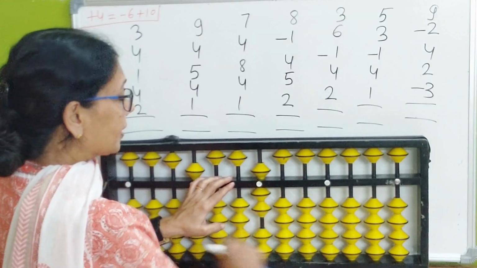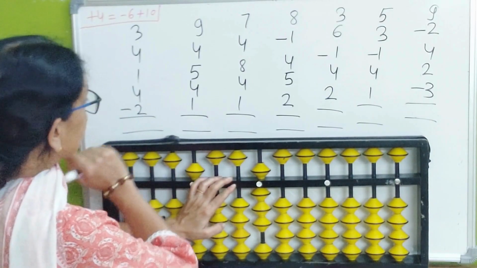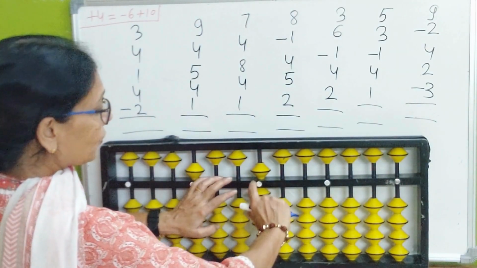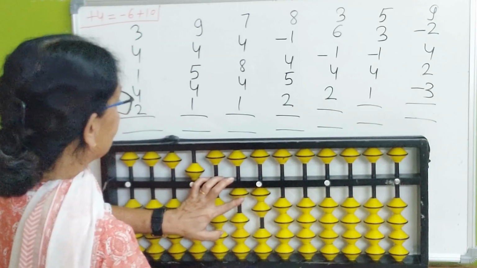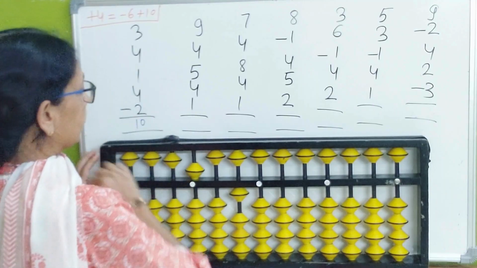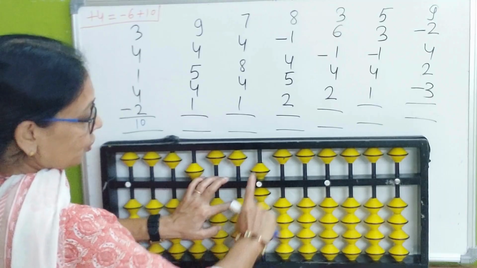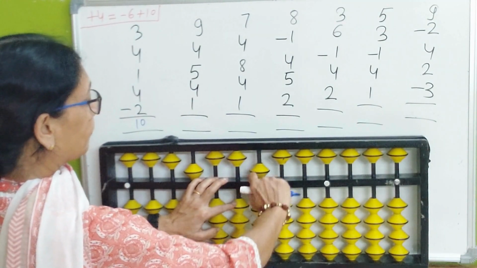So add 4 we did. Now 1. Again 1. This is the 4. Add 4 you have to do. Less 6, add 10. Less 2. Now 10. Now next is 9. Add 4, you don't have. Now apply the big friend formula.